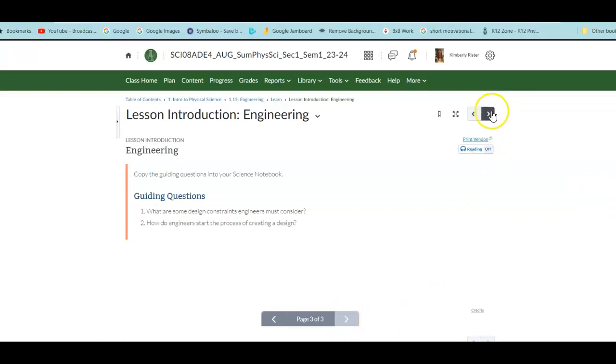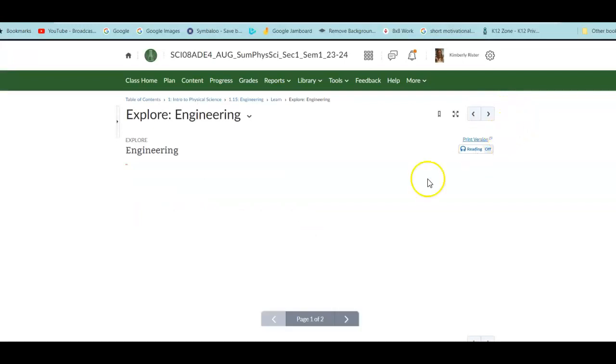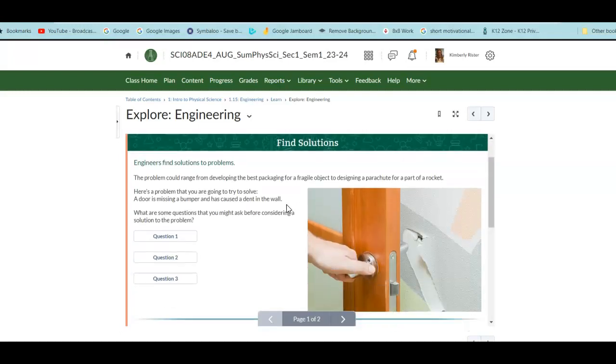All right, so once we get into the explore part of the lesson, there are only 2 pages here that we need to look through. Find solutions. So engineers find solutions to problems. The problem could range from developing the best packaging for a fragile object to designing a parachute for part of a rocket. Here's a problem that you're going to try to solve. A door is missing a bumper and it's caused a dent in the wall. So what are some questions that you might ask before considering a solution to the problem?